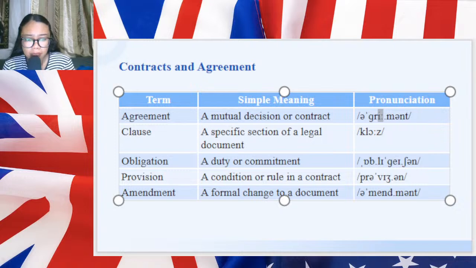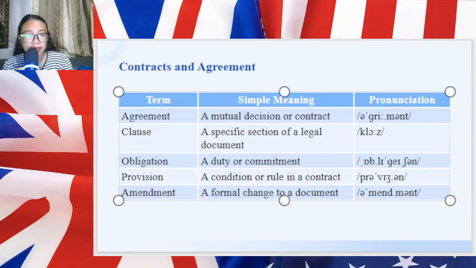Now, the final syllable, ment, is also unstressed and it has a vowel sound that is schwa, following a schwa sound. Again, it's a weak and unstressed vowel sound. So again, the stressed syllable is the second syllable, agree. So this is agreement. Agreement.